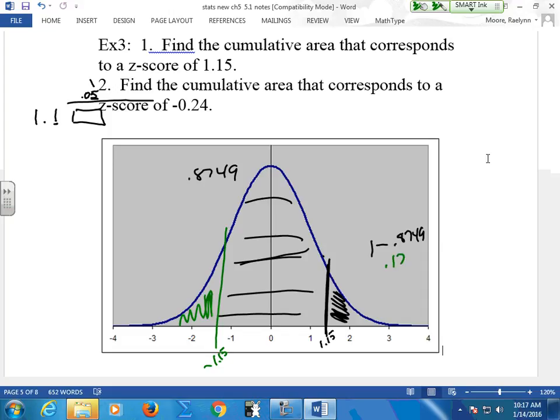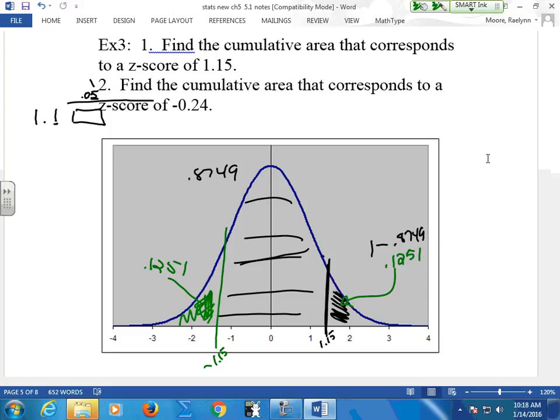Do you get this? 1, 2, 5, 1. So I notice that when I look this up in my table, I get the same thing as when I subtracted this from 1. Why? Why would that work out the same?